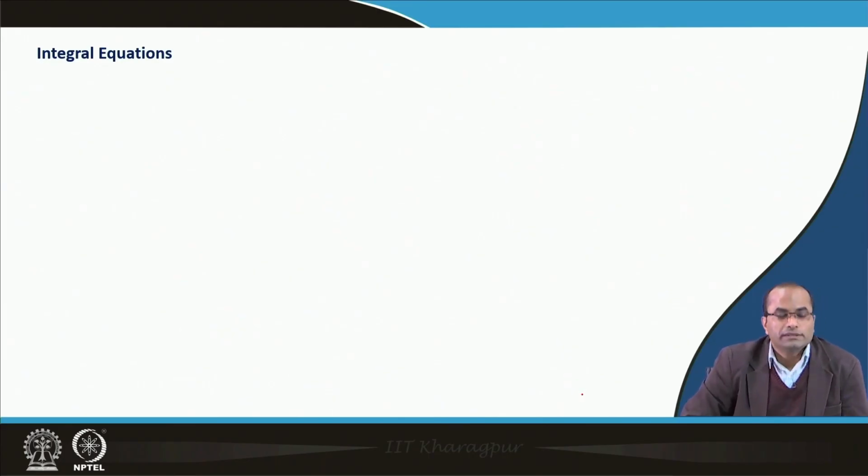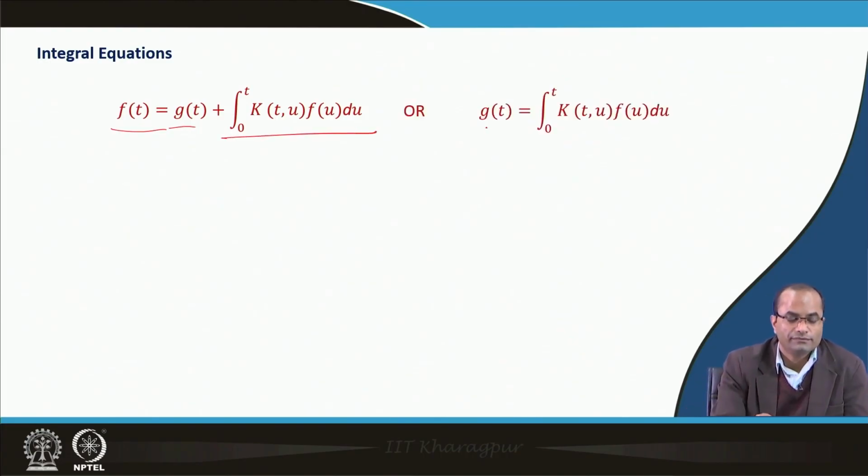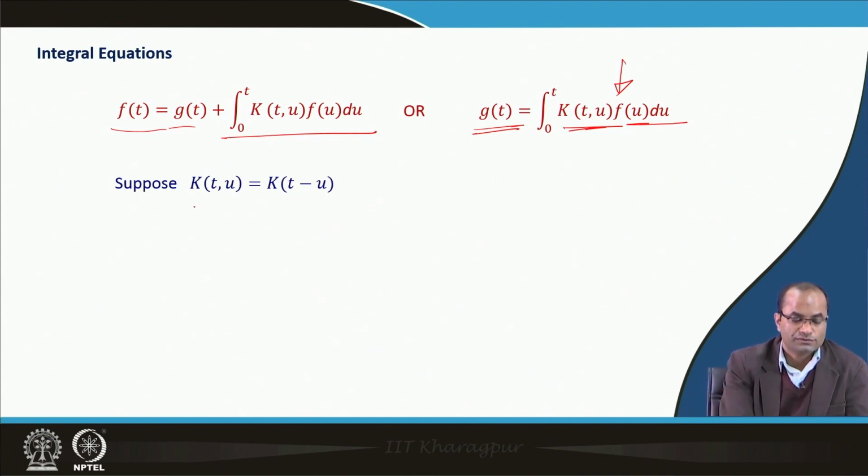Now, coming to the integral equations. So, we have f t is equal to g t of this nature, or we can have the integral equation of this nature, that g t is equal to the integral of k t u f u d u, and the question is what is f? F is unknown basically in this problem, and how to get this f? We will again use this Laplace transform.